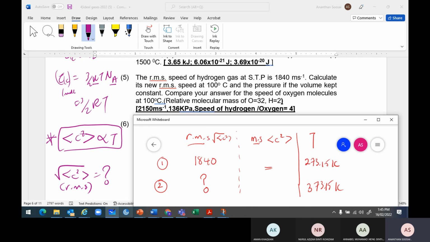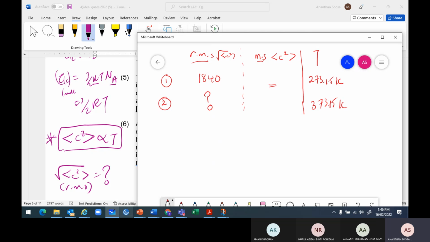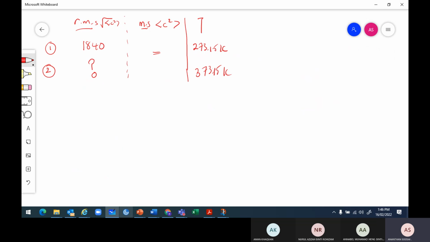How to get this mean square speed? By this proportionality. You know the root mean square speed, so you do what? You square it. Can you get some idea? I think this is the summary. So 1840, what is the mean square speed? 1840 squared, correct?